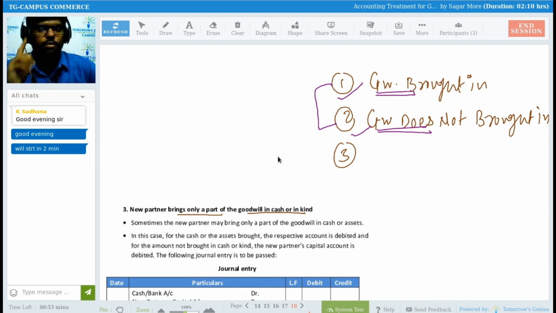Getting everyone what I'm saying? In the first case, we understood goodwill amount brought in by the partner. In the second case, we understood when the goodwill amount is not brought in by the new partner into the business, right? And in the third case, we have to understand that part of the amount is brought in by the partner and part of the amount he is unable to bring, right? So that is nothing but a combination of 1 and 2. Getting it, Sadhna, Shivari, Dhanushri? Okay.